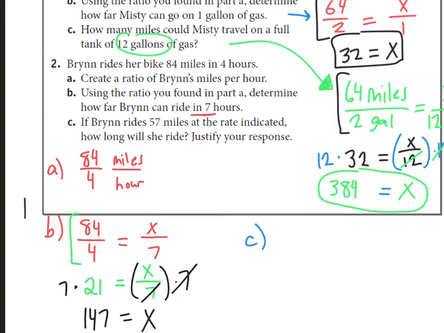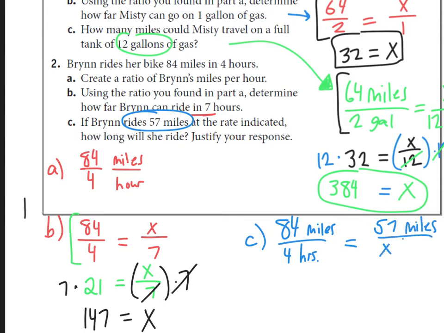Okay, and then let's see if we can set up part C now. If Bryn rides 57 miles at the rate indicated, how long will she ride? So let's set up our ratio again. I know it's 84 miles per 4 hours. This time if she rides 57 miles, we need to figure out how many hours. So I'm going to keep the units in the same order. The 57 miles is the numerator, and the hours is the unknown, x.